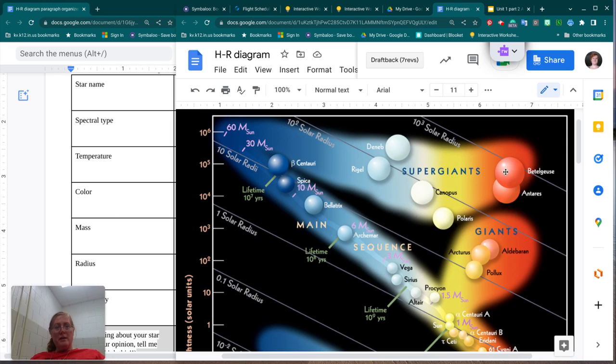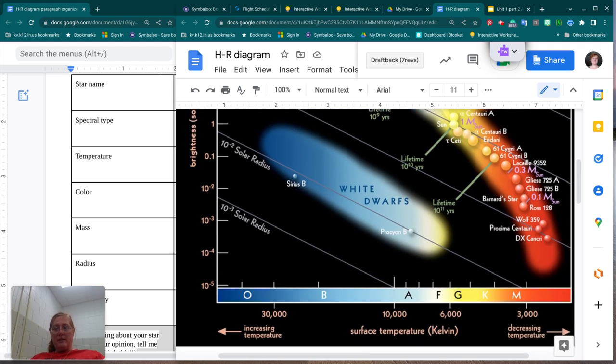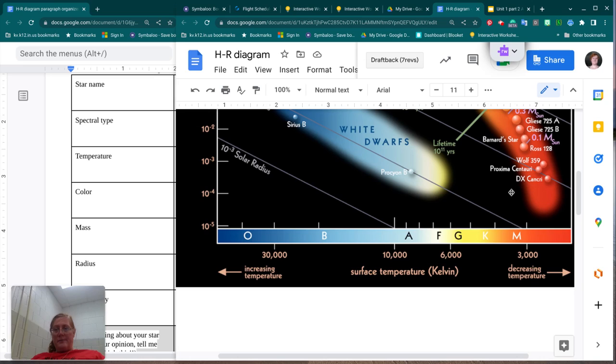So Betelgeuse, spectral type. Depending on the diagram, find wherever the spectral type is listed. On this one, it's down here. Spectral type, Betelgeuse is clearly type M. So there we go. The second one is temperature, which is also down here on this one.